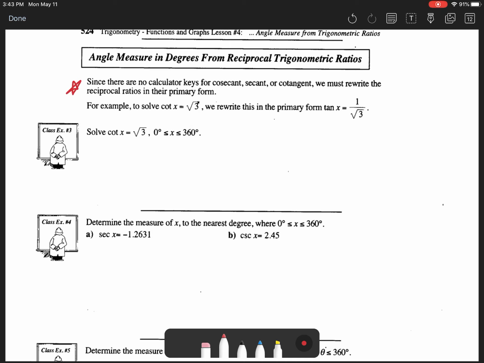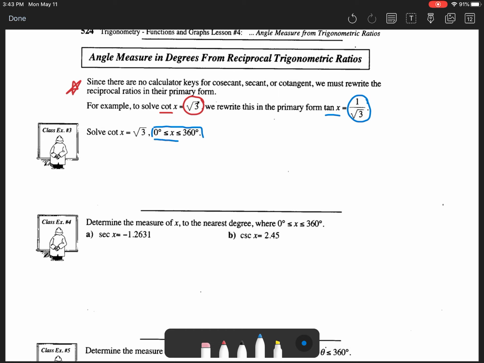So again, they start by saying basically the same thing I just said. There are no calculator keys for cosecant, secant, or cotangent. So we have to rewrite those ratios in their primary form, meaning this. If I'm given cotangent of x being root 3, then I rewrite that as tan of x is 1 over root 3. And then from there, I can carry on and follow the same steps that I did in the last question. So that's what we're going to do here.